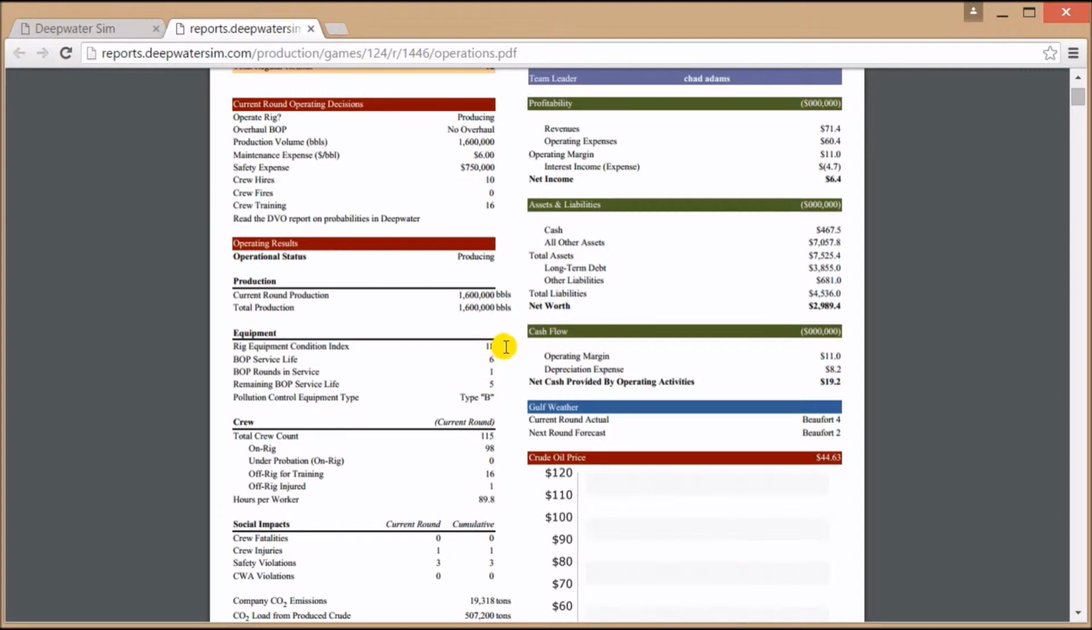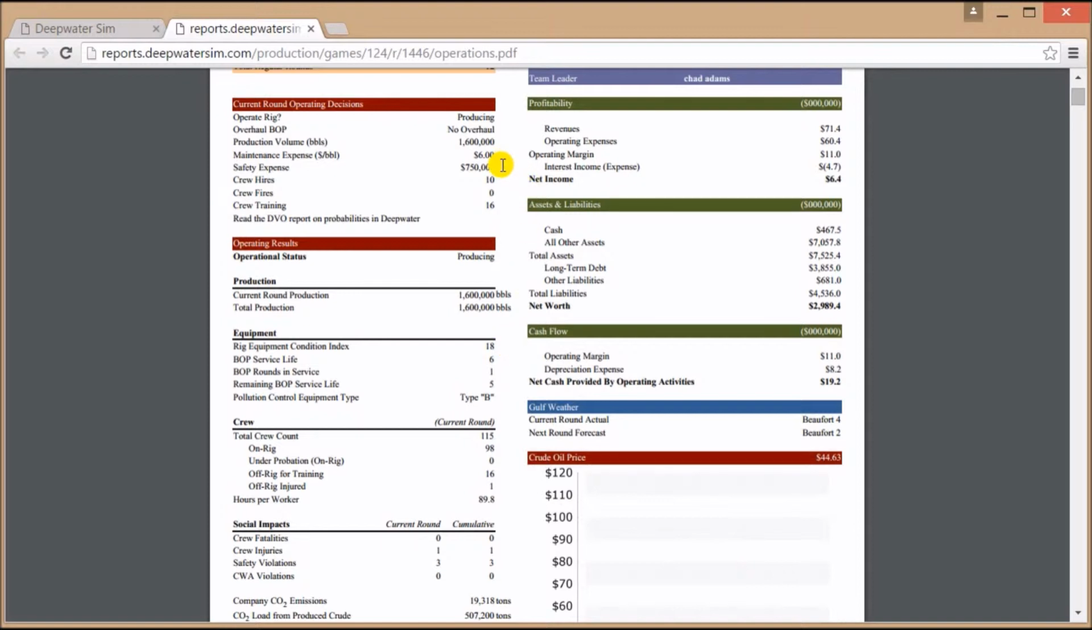This number can become negative. It's quite possible for somebody to successfully produce oil with a low RECI. It's possible, but the lower the number, the greater the chance of something bad happening, and those chances actually go up exponentially. Okay, so that's on the production on the equipment side.